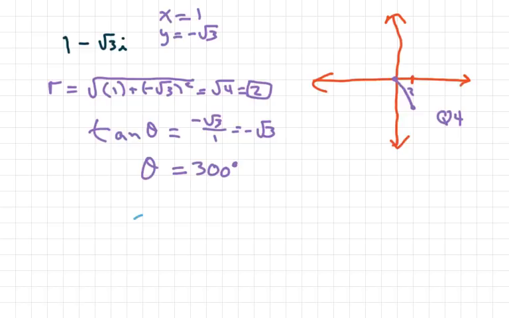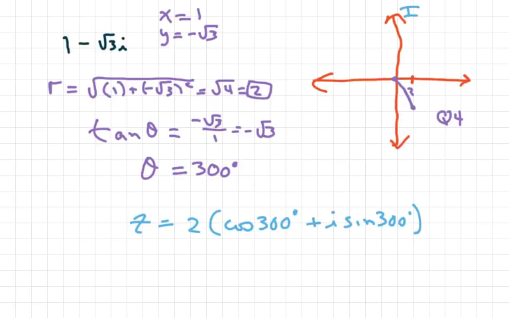Now, we're just going to write our polar form equation. So we get 2 times cosine of 300 plus i times sine of 300 degrees. And remember, this is i, r. I tend to forget some of this. All right.